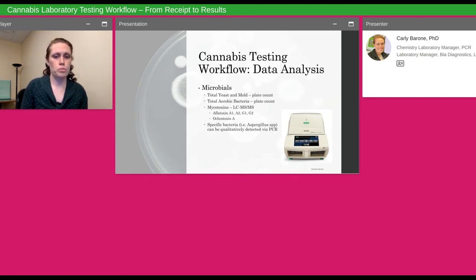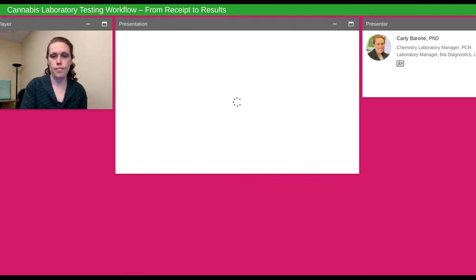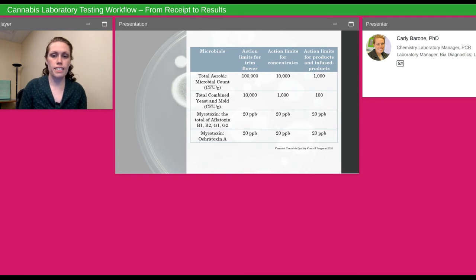There are also specific bacteria you can test for. Aspergillus, which is actually a fungus, those different species can actually be tested for via PCR. These are qualitative tests usually. And the state of Vermont has set limits for microbials. We have different limits for trim flower, different limits for concentrates, and different for products and infused products.